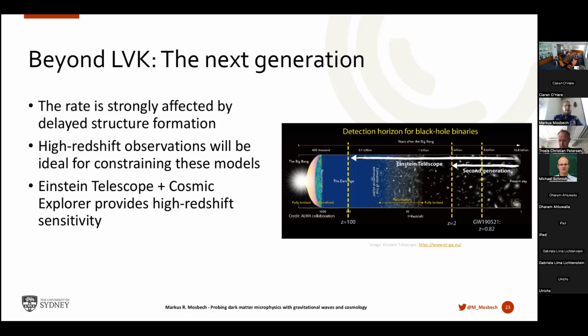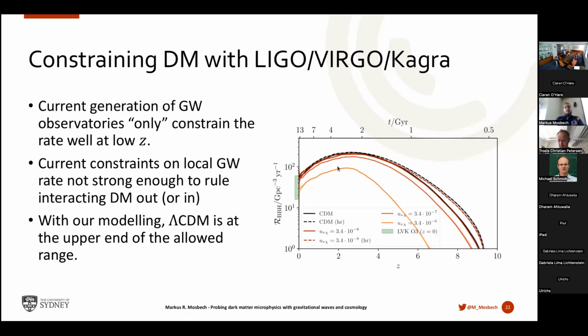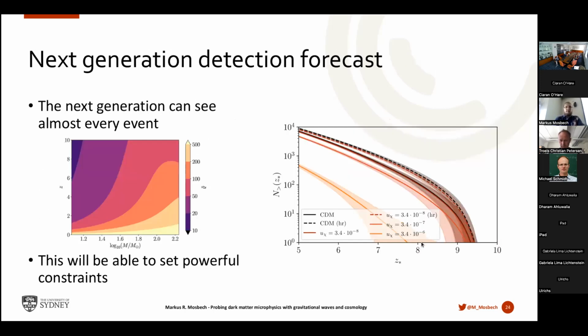And that's really what we need, isn't it? Because if we look at these, we see that the real difference in the rate happens at higher redshift. So that's where we want to look. And it looks like we can do it.